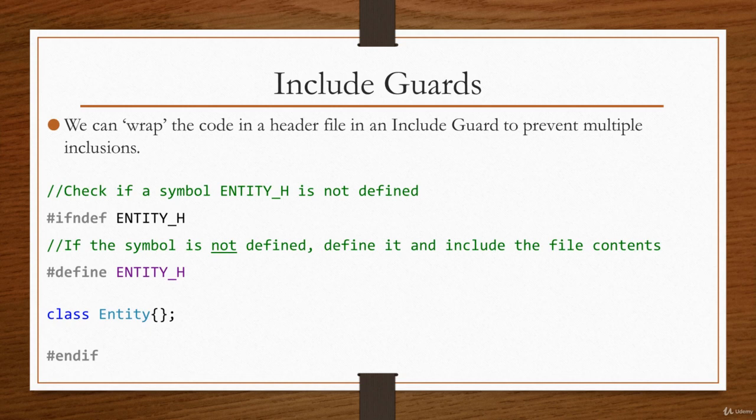Now, if that symbol is not defined, then we can define it and include the file contents. So we define that symbol using #define entity_h. That symbol is basically placed on a list and will now be defined. Then we have whatever code it is that we want to wrap, in this case class entity. Right at the end we have #endif. Now if the symbol is already defined, then of course it's going to skip the definition of the symbol and also the content, so it's going to skip all the way to that #endif. But again, if it's not defined, then it's going to include everything between the #define and the #endif, and it will define that symbol. You can only have that symbol once.